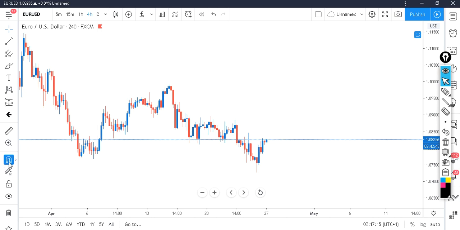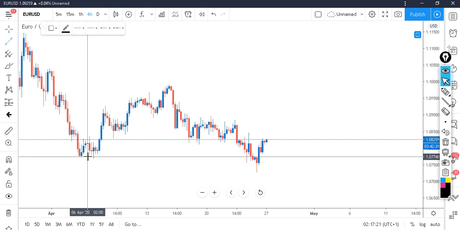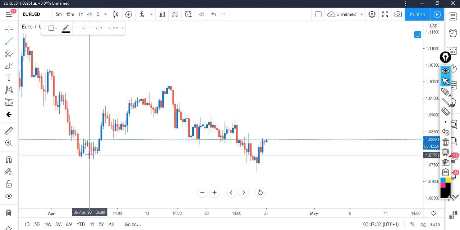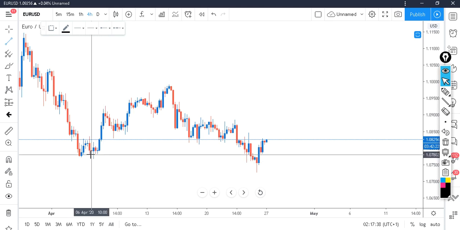I'm just going to turn off that tool. Now, when you're drawing a trend line, you need to accumulate as many wicks as possible. You need to cover as many wicks and as many candles as possible. You don't need to start from anywhere in particular, just start from somewhere and draw the trend line.